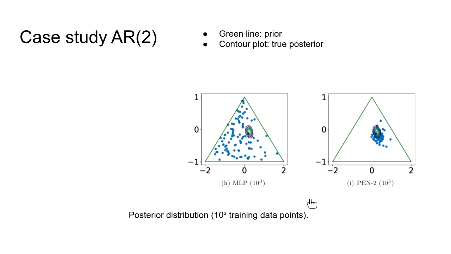And then in our final experiment for this case, we train on only 1,000 training data points. This means that MLP actually produces a posterior that is completely uninformative in some sense, while PEN still manages to produce a posterior that is quite good compared to the actual posterior.